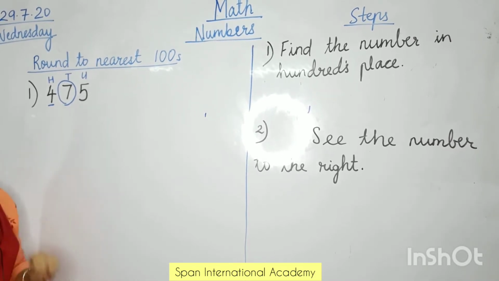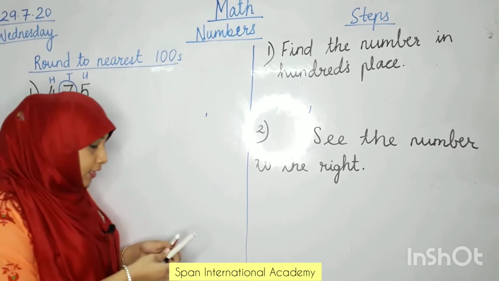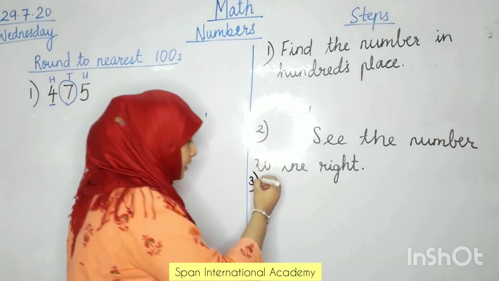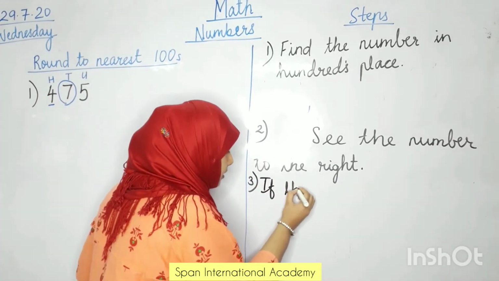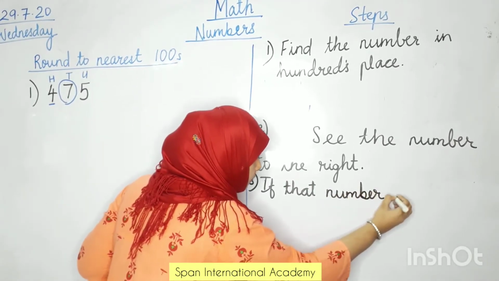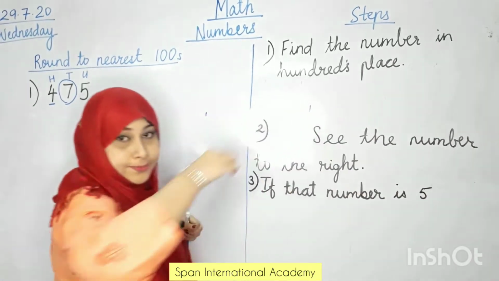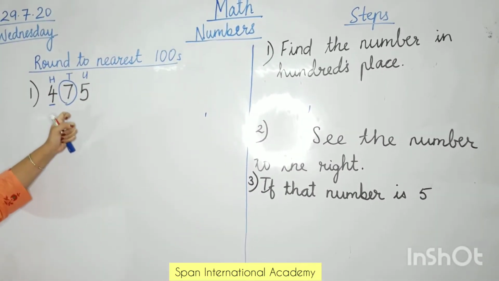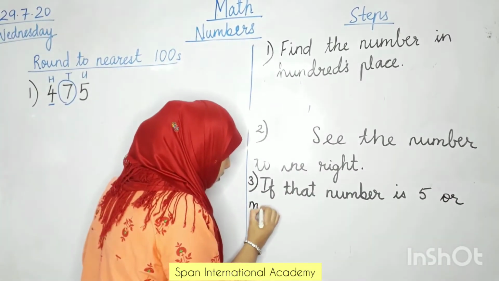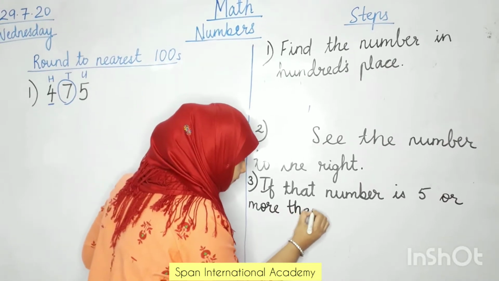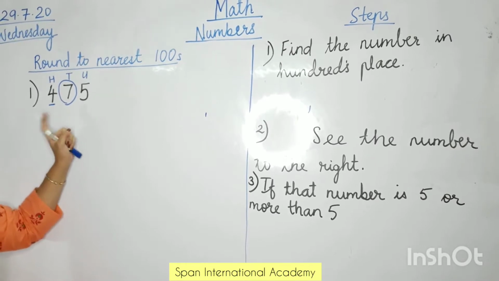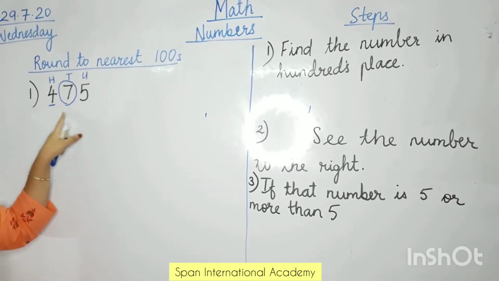Now 2 steps we've completed. We will move to the third step. The third step is we have to see if that number is 5 or more than 5. So now tell me, number 7 is 5 or more than 5? Yes, it is more than 5.